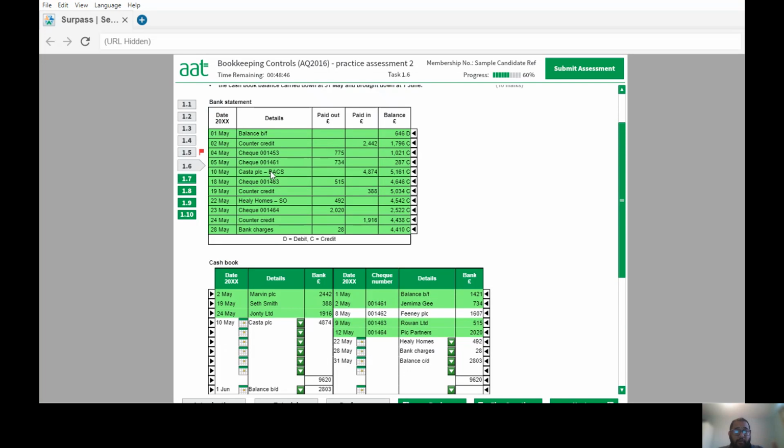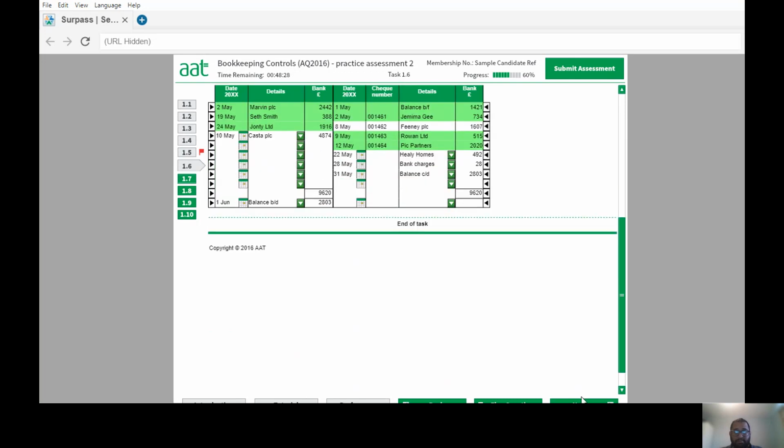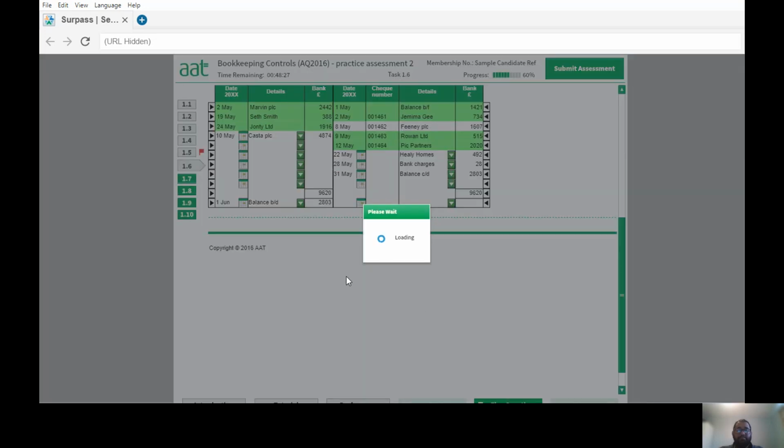So we have done that as well. Keep an eye out for the missing information. This one is not a matter to me, because this is what we call a timing difference. We're going to use that information to do your bank reconciliation. Next one.